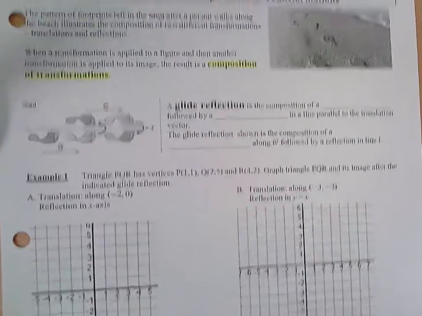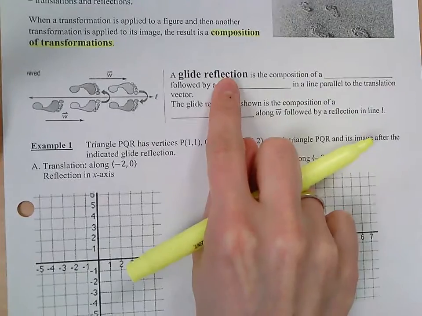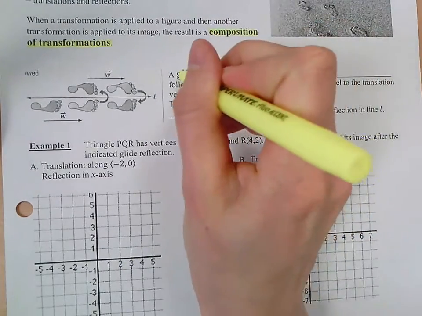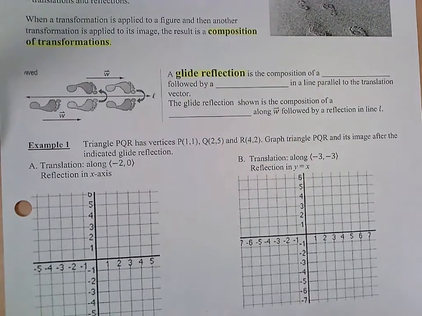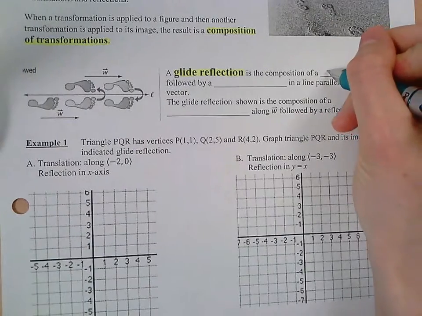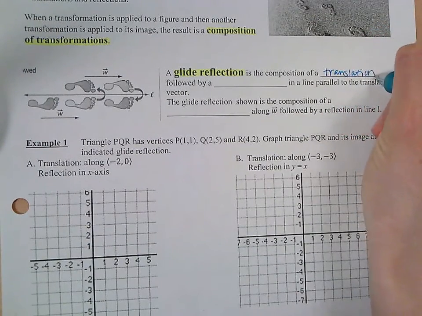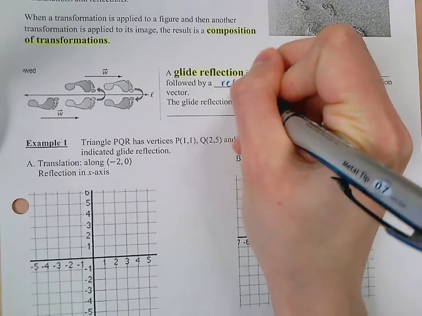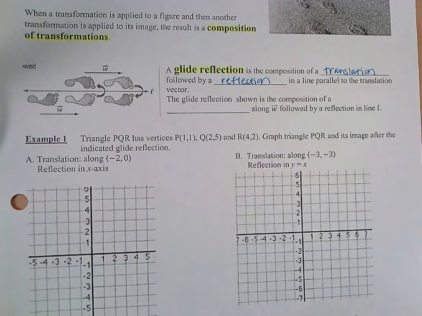So the walking along the beach, the footprints left in the sand, that's an example of what's called a glide reflection. And a glide reflection is the composition of a translation followed by a reflection in the line parallel to the translation vector.